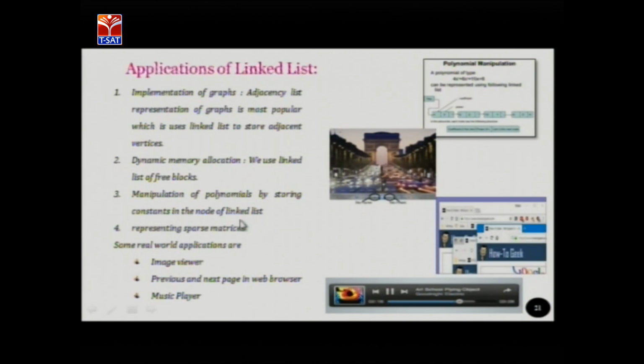And in general life we are going to see the applications of the linked list, that is image viewer, and previous and next page in a web browser. In the image viewer, we are seeing a picture, but we are able to go to the previous image, and we are able to go to the next image. Like that we are implementing the linked list in the image viewer. In the web browser, we are loading the previous page also, and we can redo and undo the previous and next pages by using the linked list.